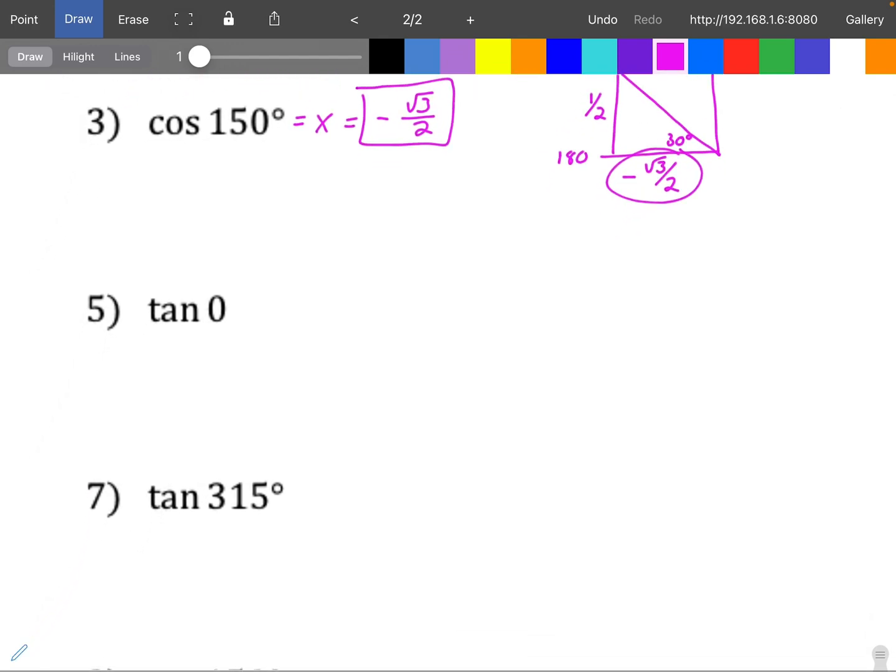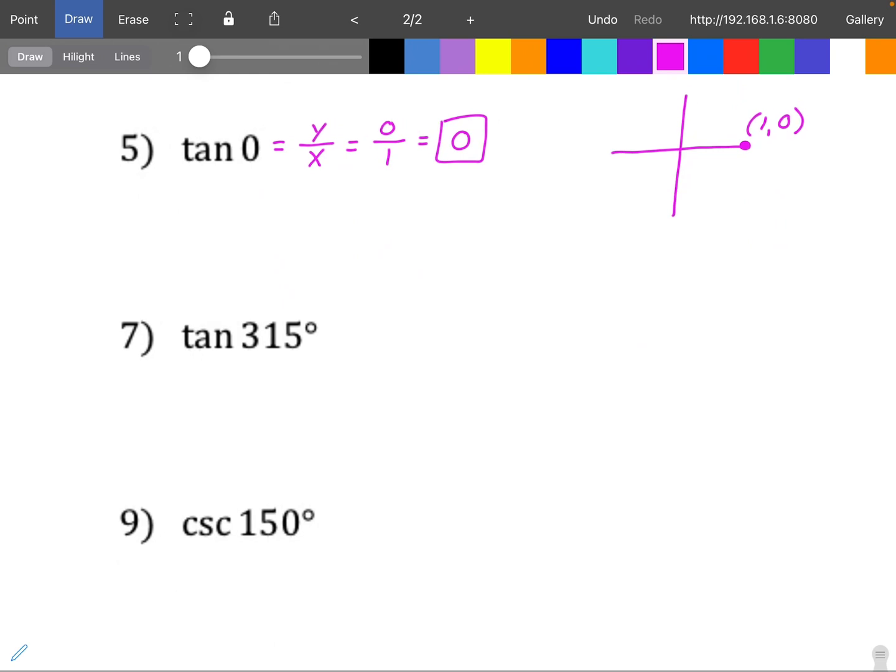Okay, number 5, tangent of 0. Well, 0 is obviously one of the quadrantal angles, and that coordinate point is going to be 1, 0. Now we want tangent, which is y over x. So the y coordinate is 0, and the x coordinate is 1, and 0 divided by anything is 0.